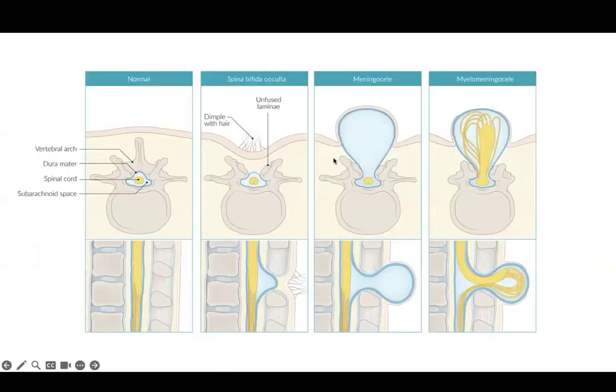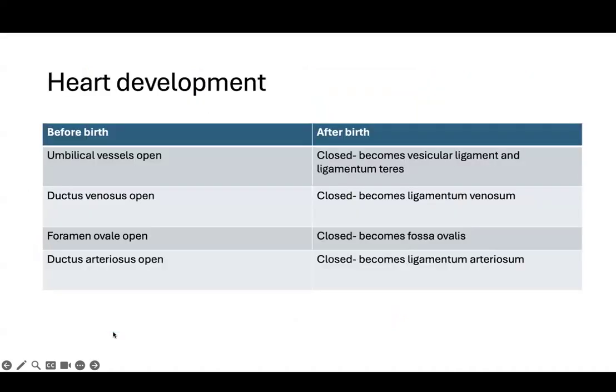Okay, and this is just showing a little bit more about the differences in how they manifest on a diagrammatic level. You can spend your own time on this if you're very interested, but this is just to show you that the extent of the presentation is really dependent on how big a defect there was in the closure of the neural tube. Okay, moving on to the heart. Any questions so far? Okay, I'll have a look in the chat again later.